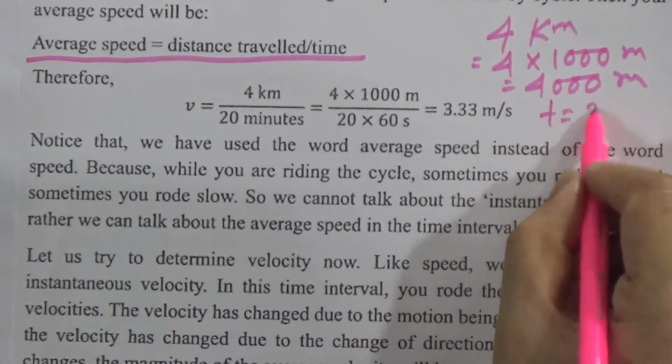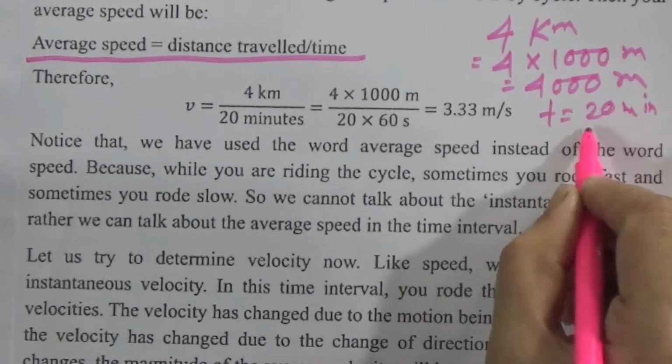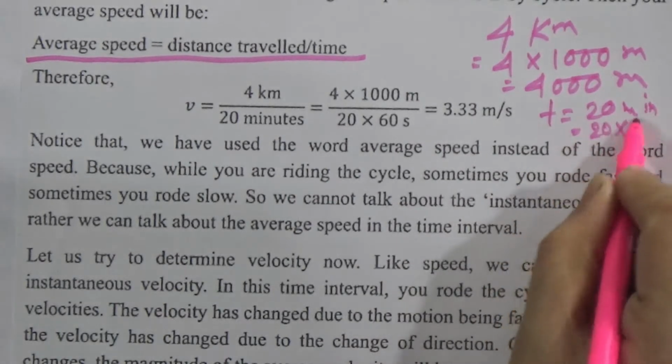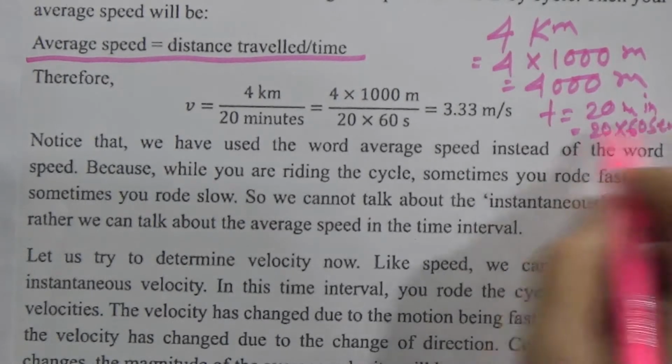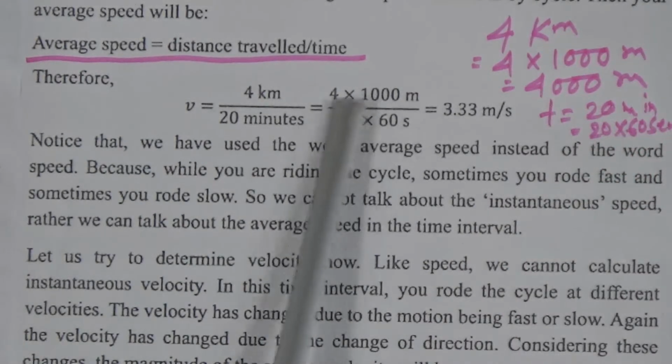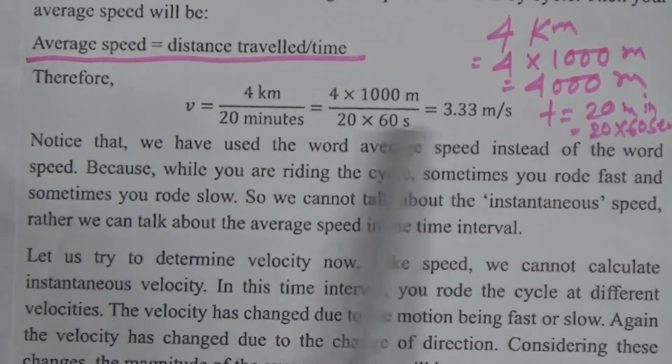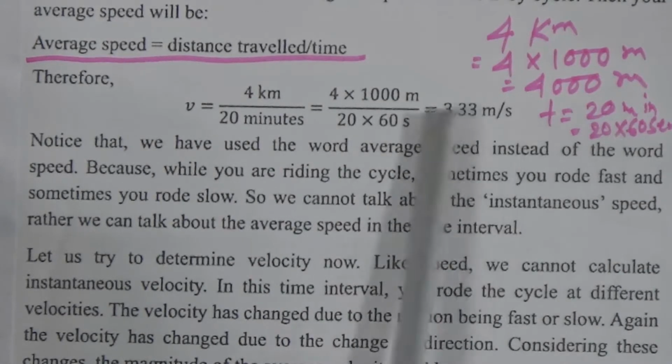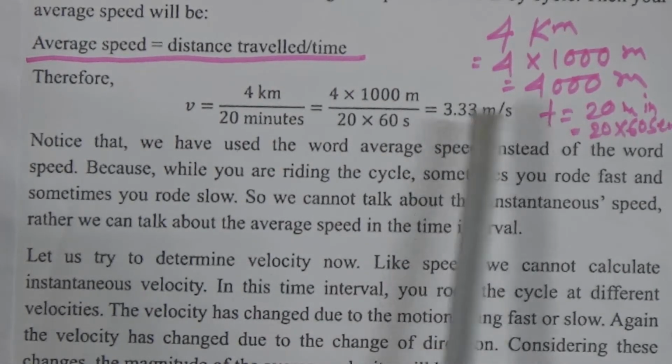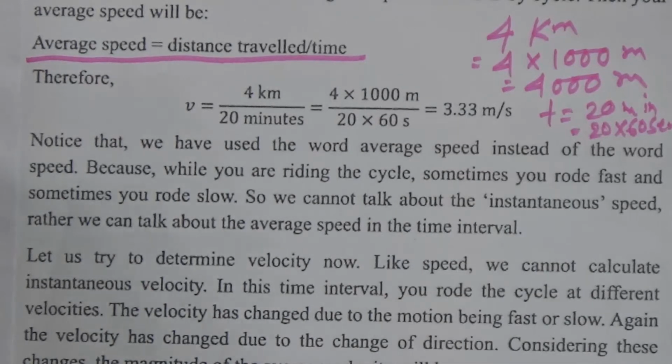Time is 20 minutes, that means 20 into 60 second. We convert minutes to 60 second. That means 4 into 1000 meter divided by 20 into 60, so it will be 3.33 meter per second. My dear students, this is the unit of speed.